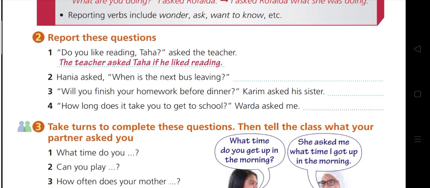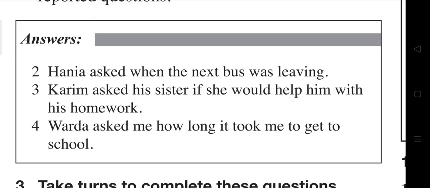Now let's move to question 2. Report these questions. Now you're going to pause to answer these questions. Then whenever you're ready, check your answers. And here are the answers.